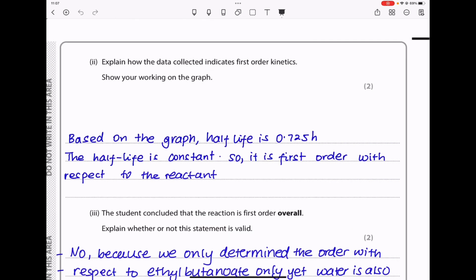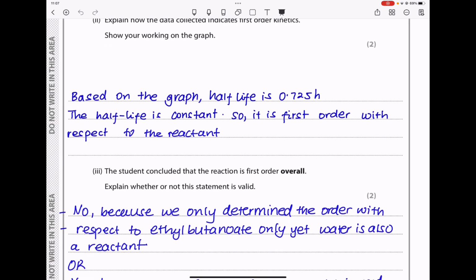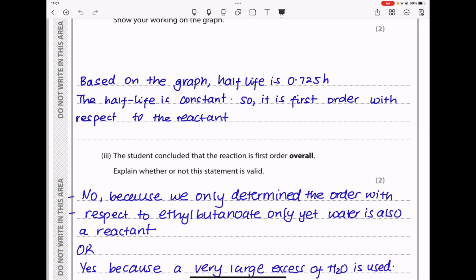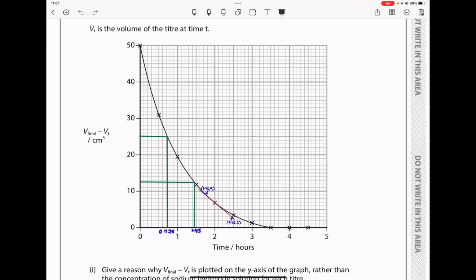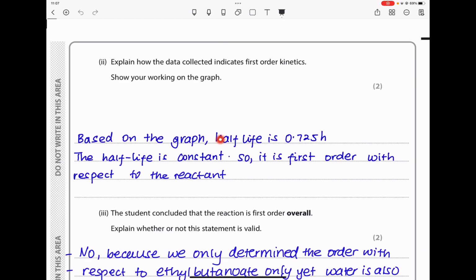Moving on. Explain how the data collected indicates first-order kinetics and show your working on the graph. Here I said, based on the graph, if you go back here, you can see half-life is constant because from 50 to 25, the time it took was 0.725. Yet from 25 to half of that, the time it took was that. So we have constant half-life of about 0.725. So we can say based on the graph, half-life is 0.725 hours. And this half-life is constant. So it is first order with respect to the reactant.